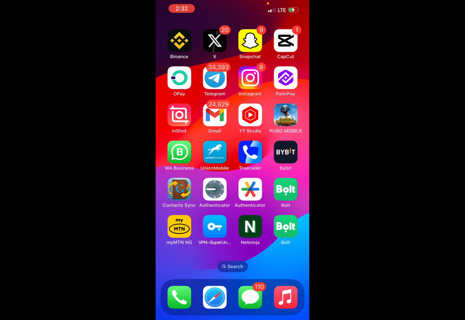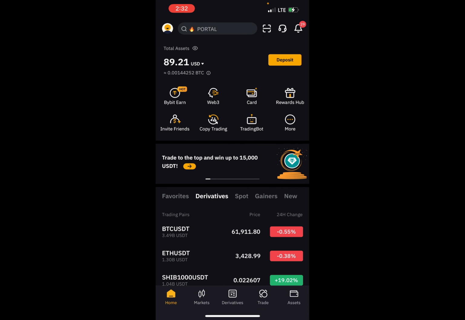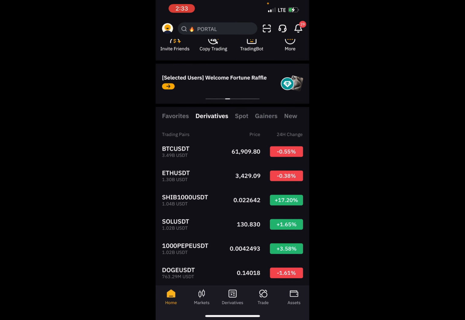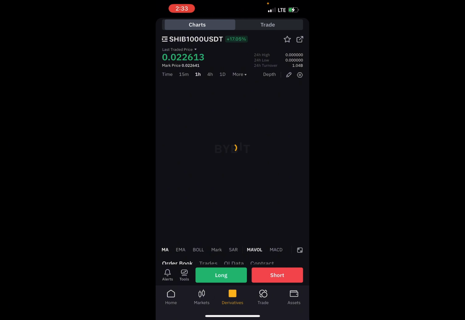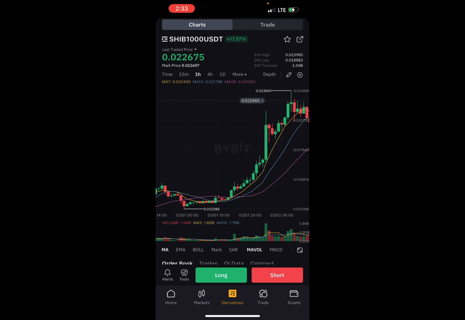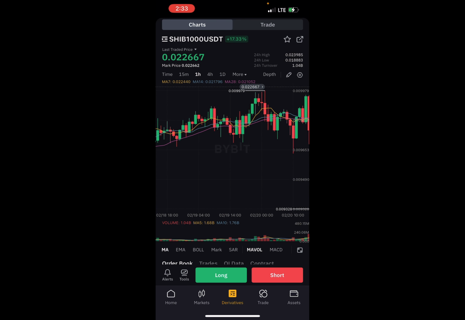I'm going to take you guys through how you're going to execute a trade on BYBIT. So right now here you can see my BYBIT app, and you can see my balance. I have about $89 right now on my total assets. You can see some coins which you can trade, to do your futures trading.